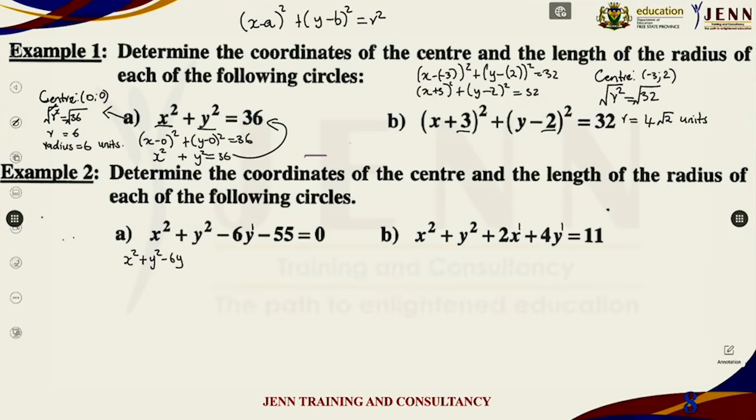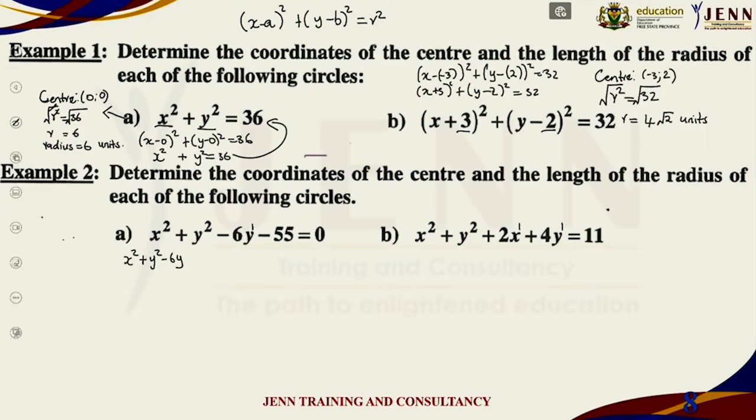For y, am I having a variable to the power of 1? Yes. Which one? It is y, whereby its coefficient is negative 6. Therefore, I start to complete the square. How do I complete the square? I look at the coefficient of the power that has the exponent of 1, which is y.